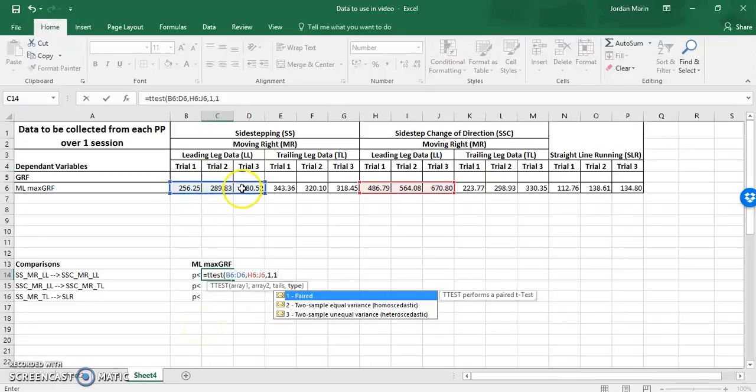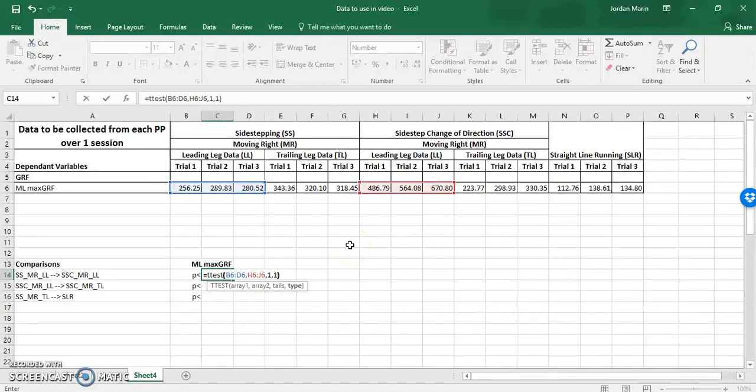If this was from a different participant to this, then we would do an independent t-test, and it would be one of these two here. We close the brackets and hit enter, and that gives us our statistical significance. So we work with the value of p is less than 0.05. So this is highly significant.